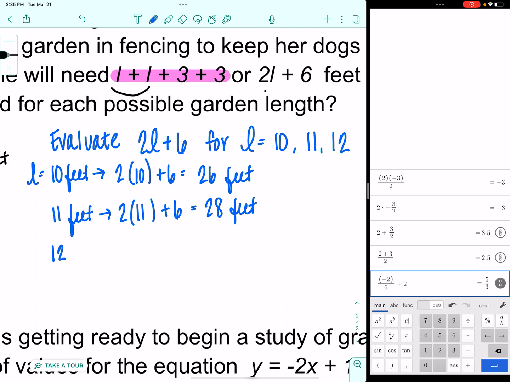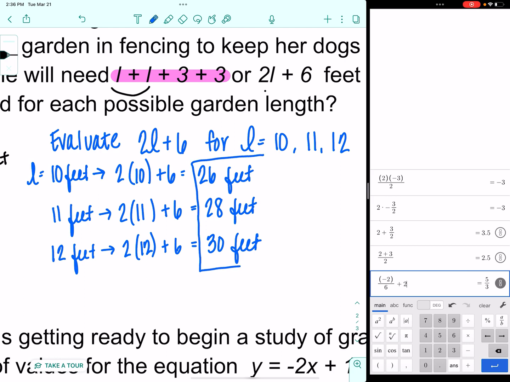The last length that I'm considering is 12 feet. So I want to evaluate my expression when the length is 12. 2 times 12 is 24, plus 6 is 30 feet. So when I go to buy fencing, these are all of the possible lengths for fencing that I need to purchase to complete my project.